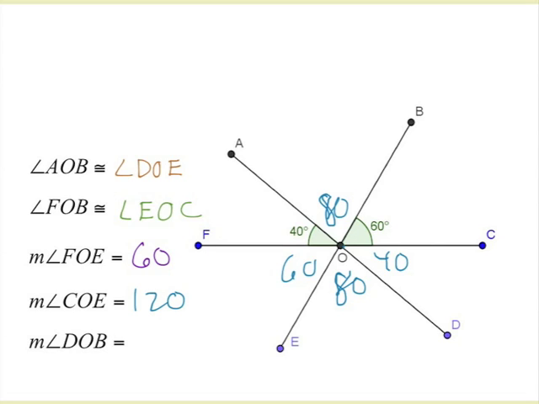And the last one here in this section, DOB, 100. Putting together those two pieces, I get 100. Questions?